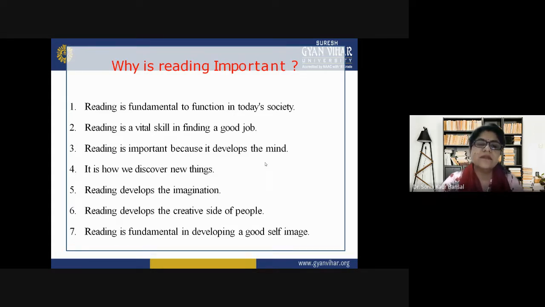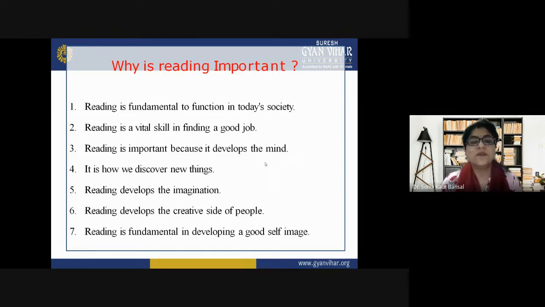Then secondly, reading is a vital skill in finding a good job. Yes, of course. If you are not able to read a vacancy in the newspaper, and you do not have a good reading habit, then how would you read that, how would you apply, and how would you appear for the job? So it is a vital skill in finding a good job.